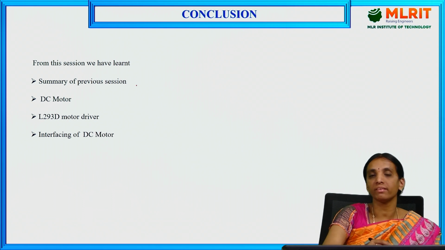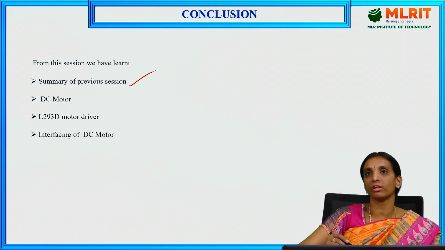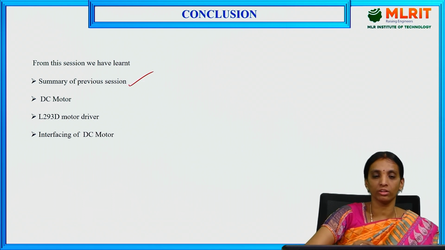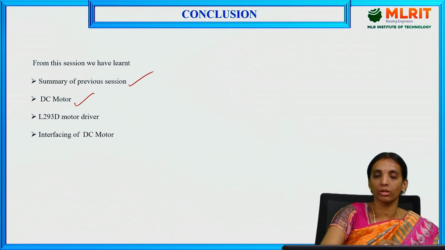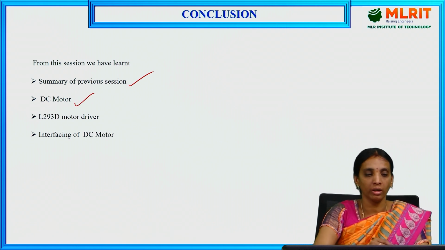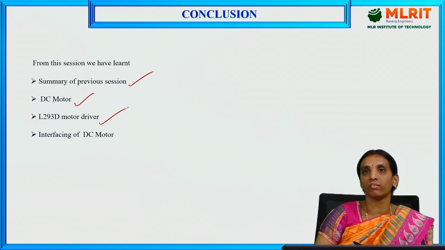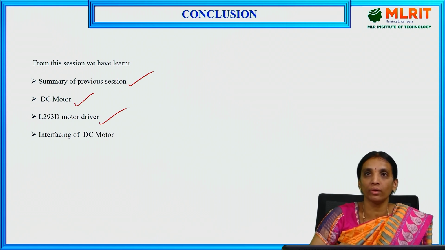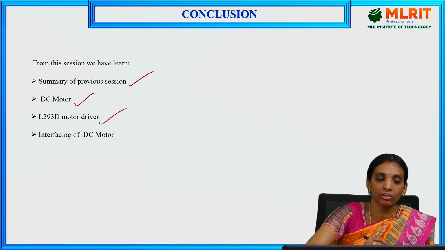In this session we have discussed the topics covered in the previous session, and in today's session we have discussed what a DC motor is and how we can operate the DC motor with our 8051 microcontroller, and this is the L293 driver. This driver is used for providing connections between the DC motor and the 8051 microcontroller.